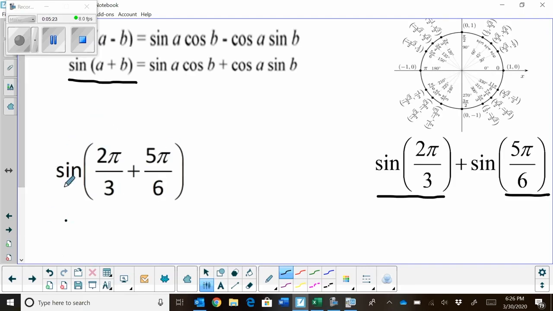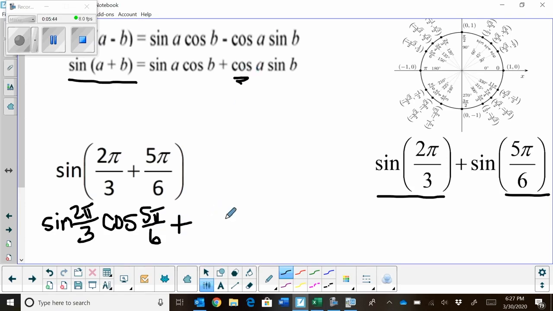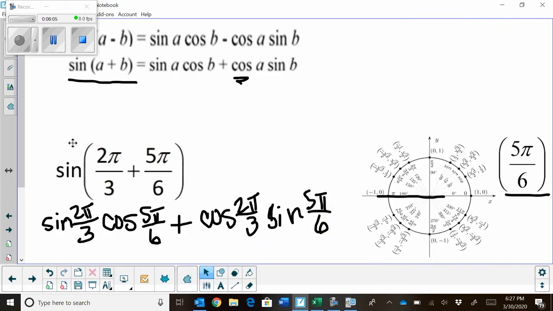So let's evaluate this using our sum formula. I'm going to expand this with sine of 2 pi thirds times the cosine of 5 pi sixths. And I'm going to add to that the cosine of the first angle, which is 2 pi thirds, times the sine of 5 pi sixths. And let's evaluate that off the unit circle. If you need to, you can grab your unit circle. We can look at this.